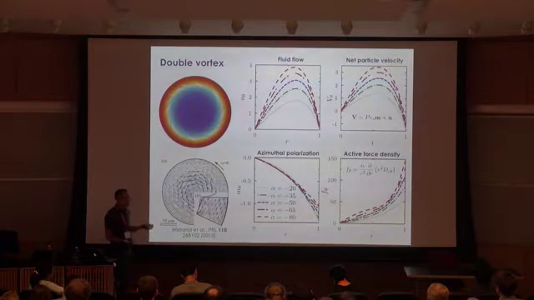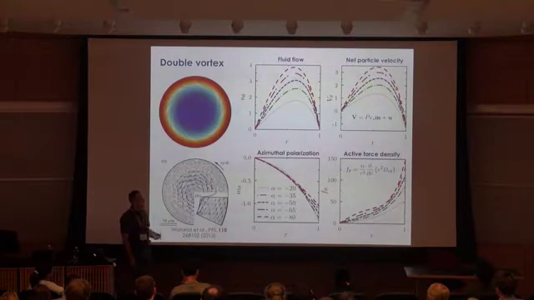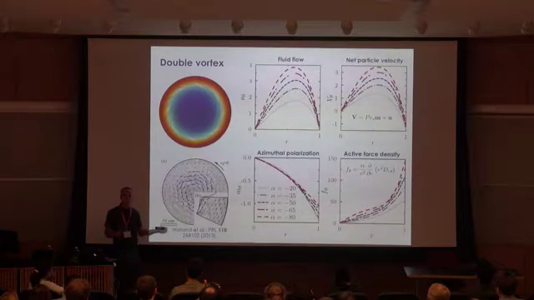And the reason for this is quite simple. If you look at the polarization, the bacteria, in fact, aligned against the flow everywhere. So they're swimming against the flow, and the mechanism is the same as the mechanism for upstream swimming that I discussed previously in the case of the channel flow.